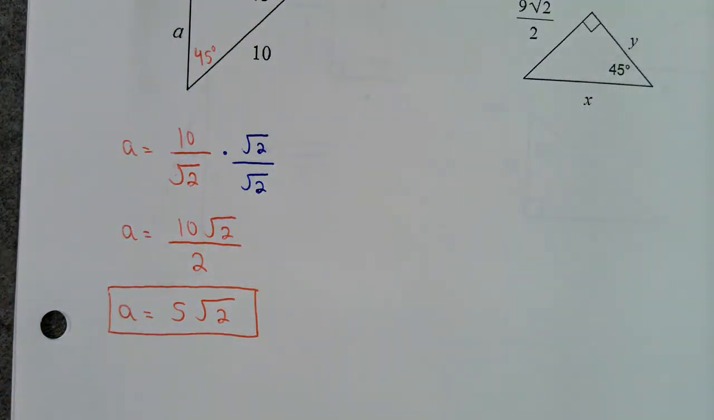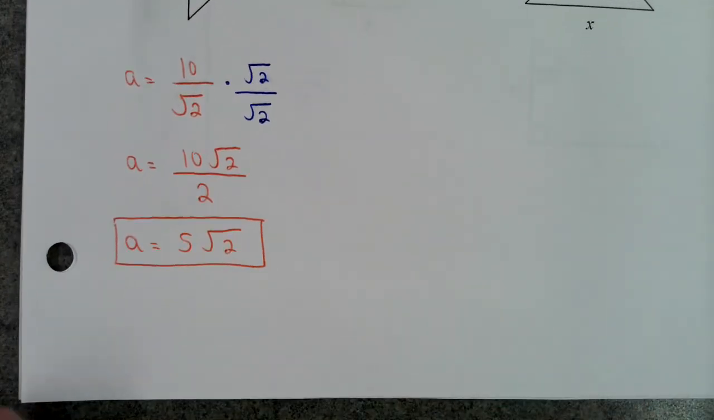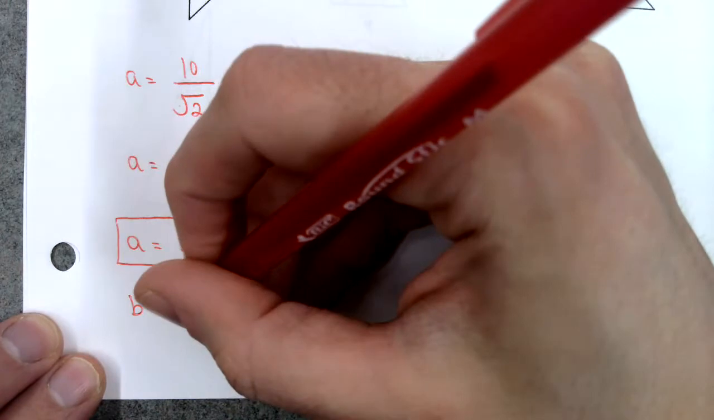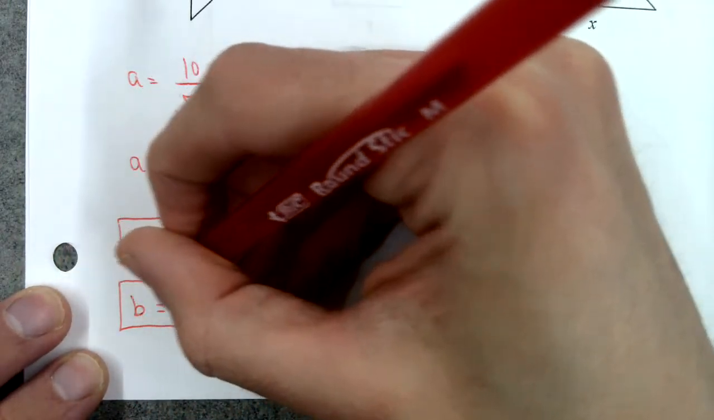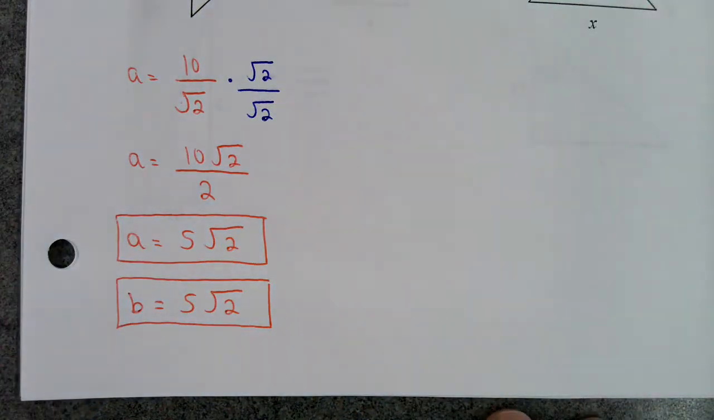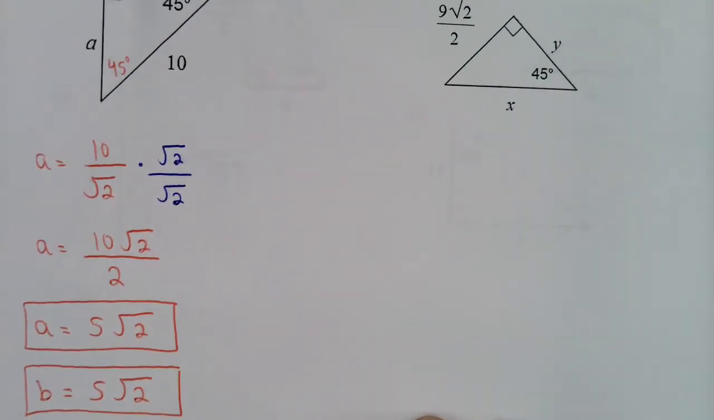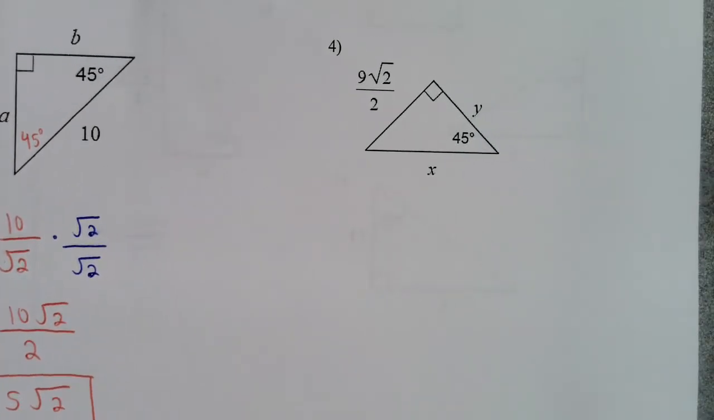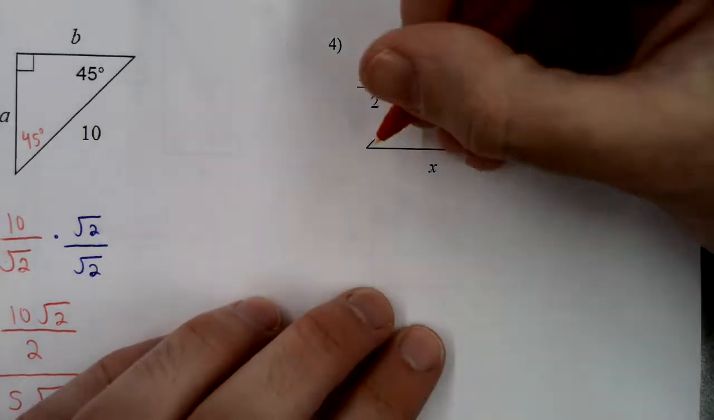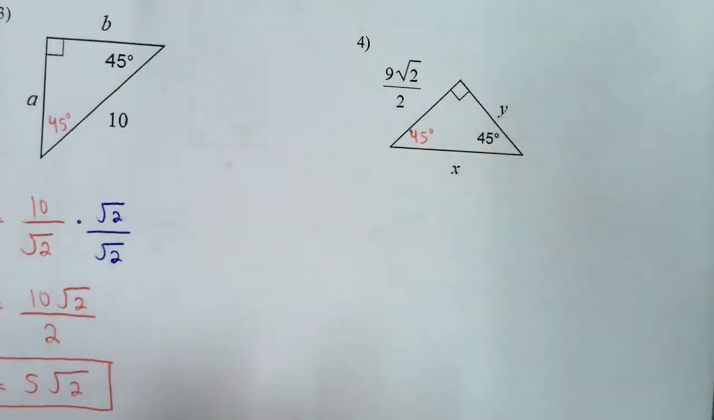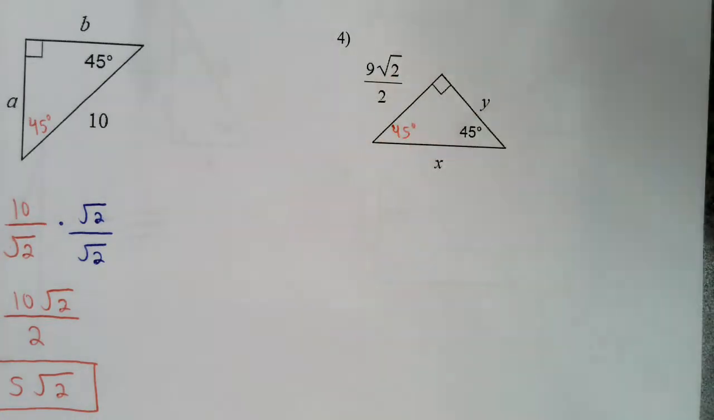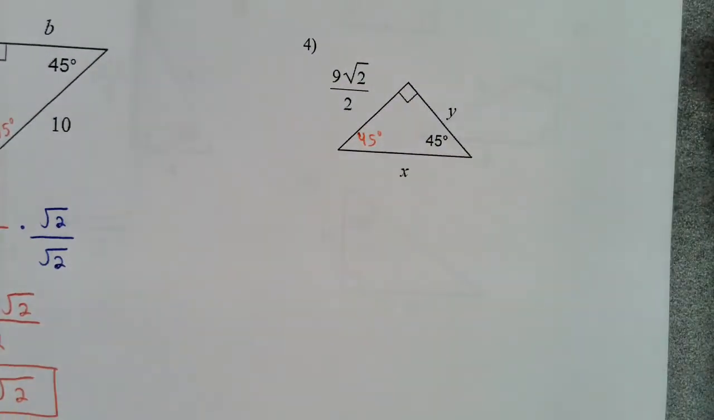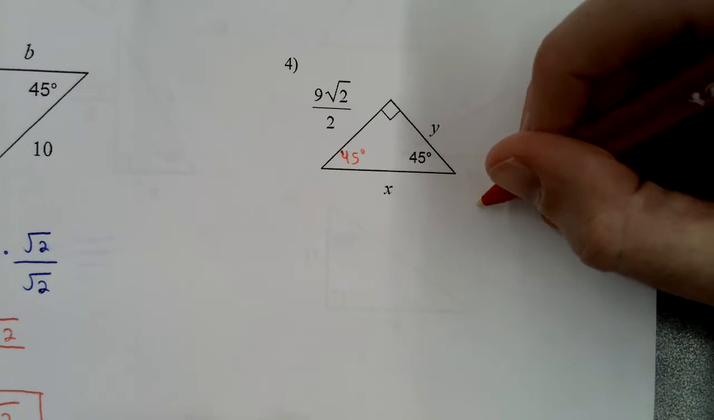And again, both legs are the same in the 45, 45, 90 triangle. So if that leg is 5 square root of 2, then the other leg, which is B, is also 5 square root of 2. Okay, number 4. Okay, we got another 45, 45, 90 triangle. So both legs are the same. So that means y also equals 9 square root of 2 divided by 2. It looks messy, but that's the answer. Right over here.